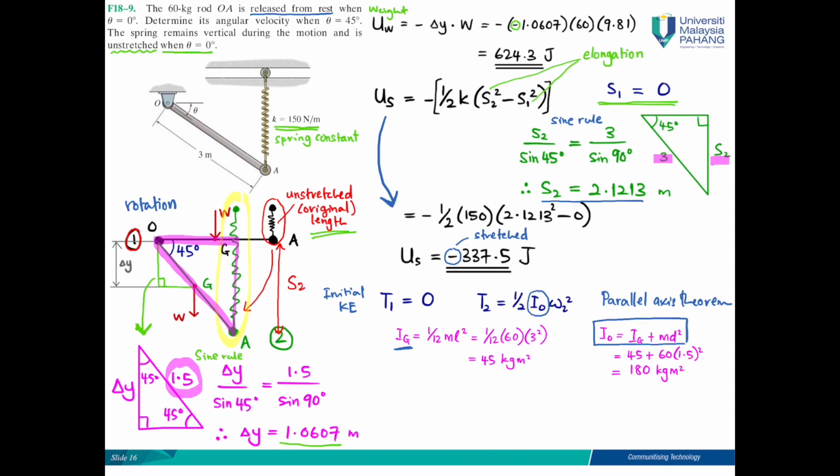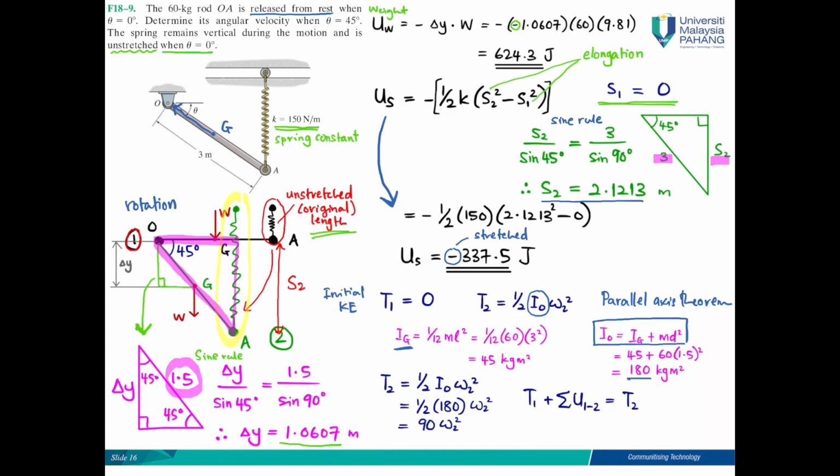I_G you have 45, m is the mass 60 kg, and d is the distance from point G, this point G over here, to the center of rotation. That is definitely half of the length of the rod, which is 3 over 2, 1.5. So you have I_O equals 180 kg m squared. Then we have T2 is 90 omega 2 squared.